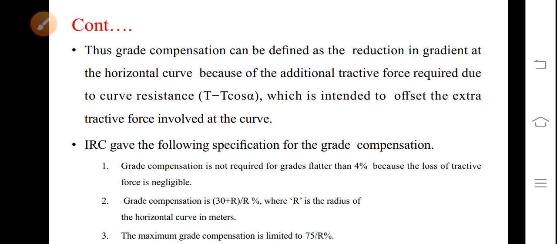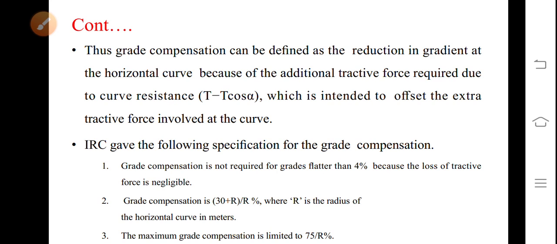We will continue with the grade compensation. It is a reduction in the gradient when a vertical curve is likely to be provided on a horizontal curve. Already curve resistance T into 1 minus cos alpha is required to be negotiated by the vehicle. In addition to that, there will be more drag if a vertical curve is also to be provided. Hence, there must be some reduction in the gradient. That reduction is known as grade compensation.